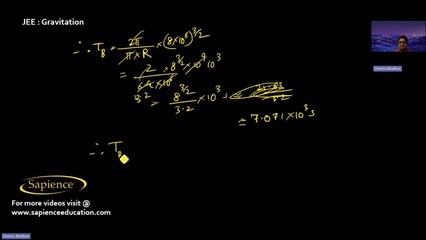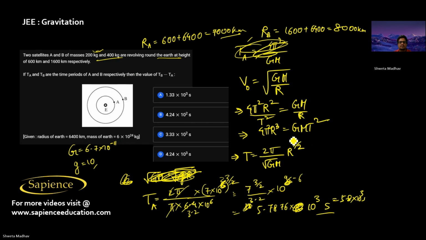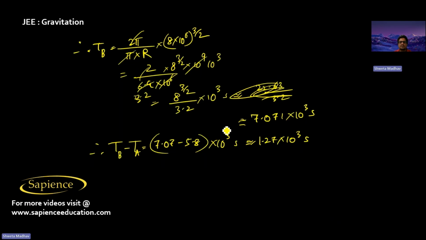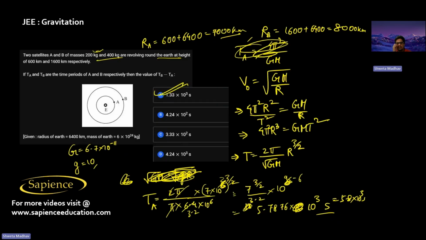So therefore TB minus TA is 7.07 minus 5.8 into 10 power 3 seconds, which is approximately 1.27 into 10 power 3 seconds. So approximately I can say 1.33 into 10 power 3 seconds. Option A is the correct answer.